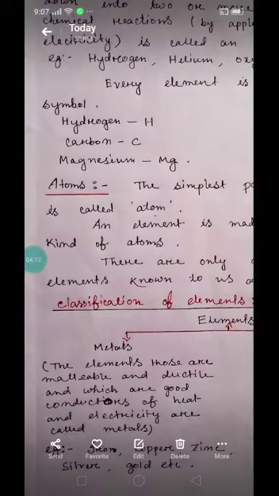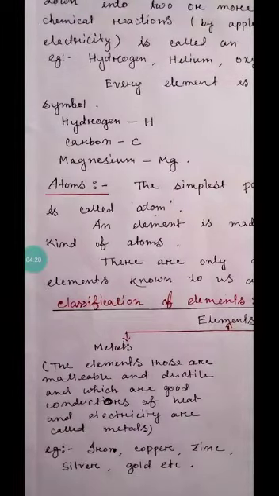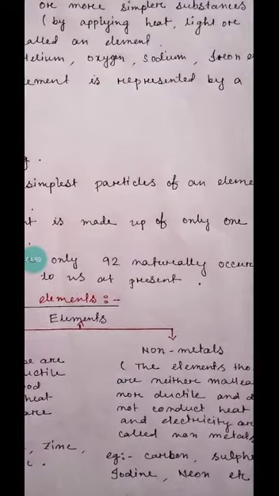Now what are metals? The elements that are malleable and ductile, and which are good conductors of heat and electricity, are called metals. Examples of metals are iron, copper, zinc, silver, and gold, etc. More are there. So I told you some new terms, that is malleable, ductile. These are the properties of metals and non-metals. These terms will be discussed elaborately as we move on in this chapter.